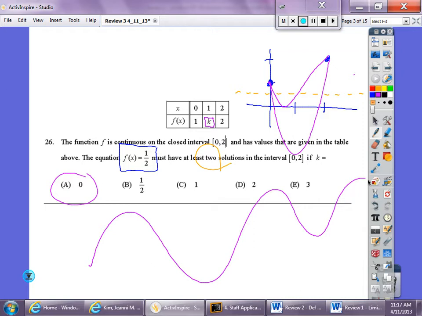IVT is common sense. Draw. If it's guaranteeing y values, physically draw them out and see how you could make it happen. Okay? Good? Any others? All right, that's just enough time.